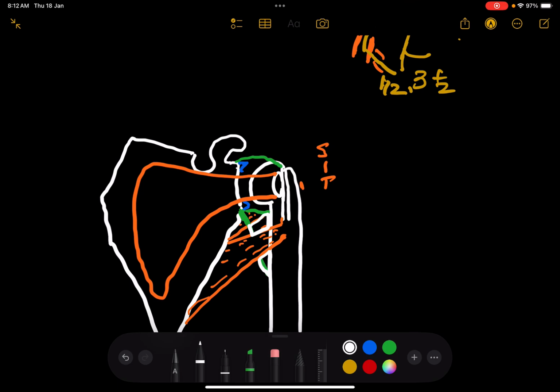and now we are in a position to place the groove on the posterior side of the humerus, posterior surface of the humerus, into which the radial nerve will go. So here is the posterior cord, posterior because it's posterior to the artery.